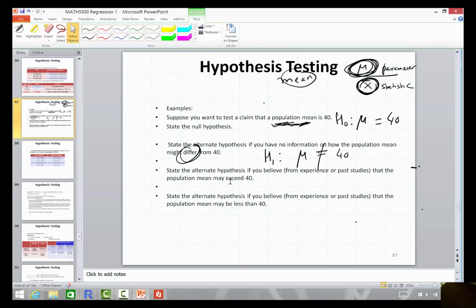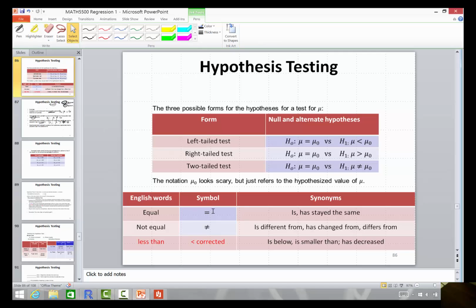State the alternate hypothesis. Another H1. The population mean is mu. See, exceed means more, right? So exceed means greater, sorry, not 20, 40. Sorry about that. And one more example here. State the alternate hypothesis if you believe from experience or past knowledge that the population mean may be less. I told you here, see, less, this is the one.